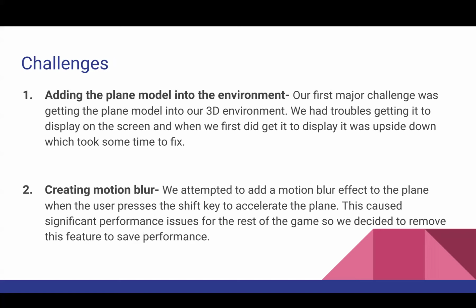Some of the main challenges we ran into with this project were when we were adding the models to the environment, like the airplane. When we initially added it, it was upside down and backwards, but the movement was still functional. We just had to figure out how to rotate it and orient it the correct way. The second major issue was we were trying to create a motion blur effect, which we were able to do, but it was really expensive on our systems and it was almost unplayable, so we just took it out.